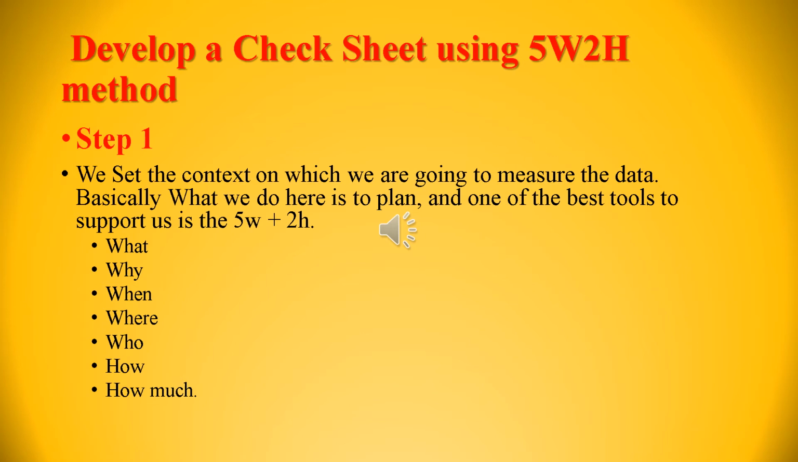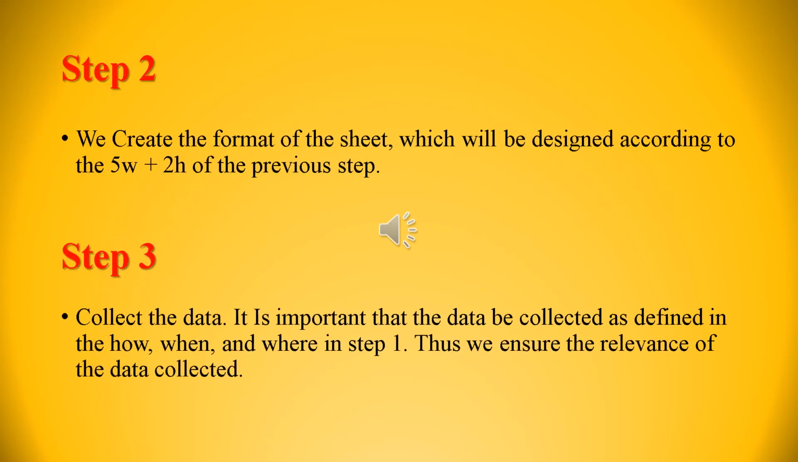If you use the 5W2H method very well, you can collect the information and prepare your check sheet in a very organized way. Now you have an idea about 5W2H. Based on that, what's the next step? You have to develop a form and fill it according to your process. That is your second step.